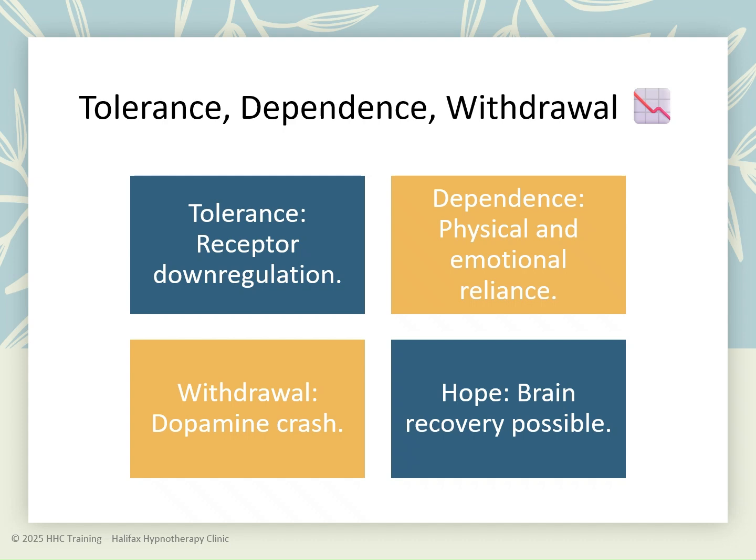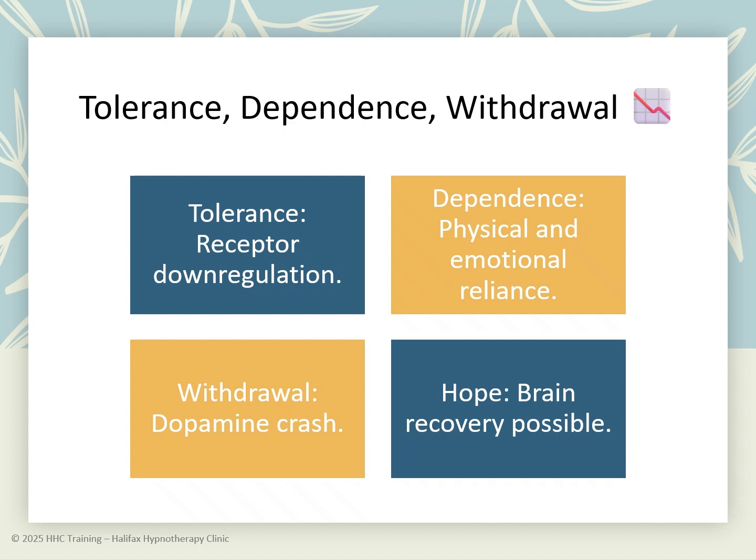Dependence, the physical and emotional need. As tolerance builds, a person often develops a dependence on the drug. This means the body and mind have adapted to the drug's presence and now require it to function at a baseline level. Physical dependence is when the body experiences negative physical symptoms, withdrawal, without the drug. Emotional dependence is when a person feels a psychological need or craving for the drug.